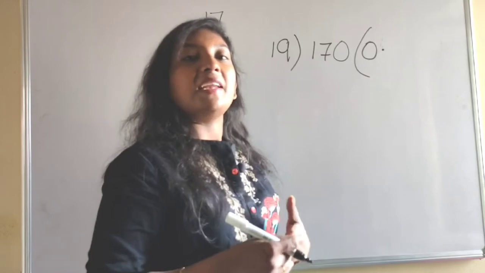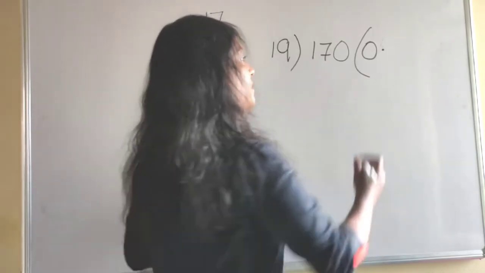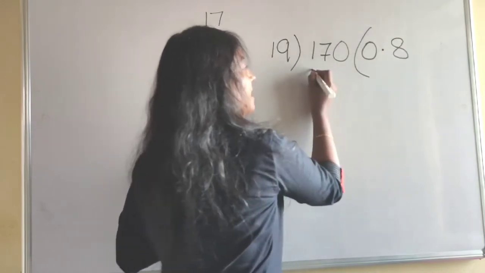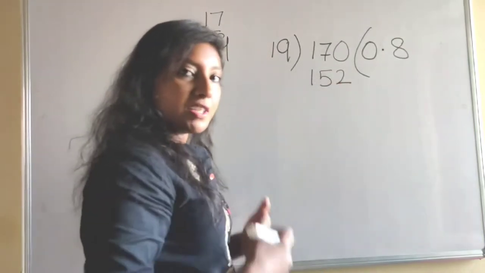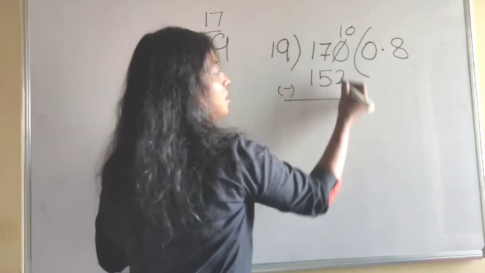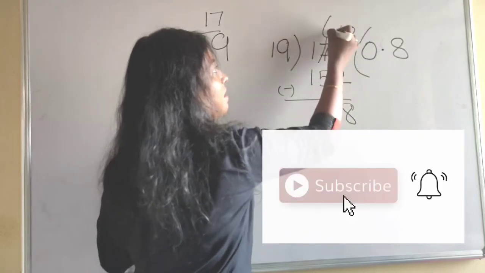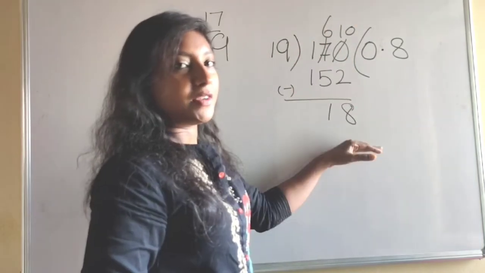So 19 8s are 152 and 19 9s are 171. So what value do we have to take here? 19 8s are 152. Now continue the division. Here 10 minus 2 gives 8. And here it will become 6. 6 minus 5 is 1. And here we got 18 now.